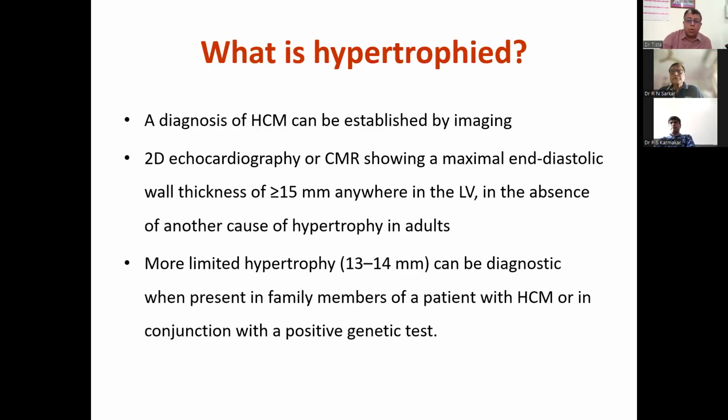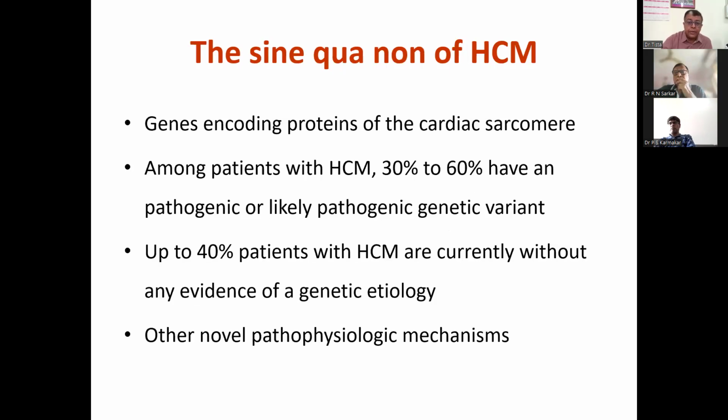And what exactly is hypertrophy? It is asymmetrical hypertrophy of any part of the LV wall. It can be significant if it is more than 15 mm, or more limited hypertrophy. And you can call it HCM or hypertrophic cardiomyopathy, even if the limited hypertrophy is associated with HCM established in other family members, or there is a positive genetic test.